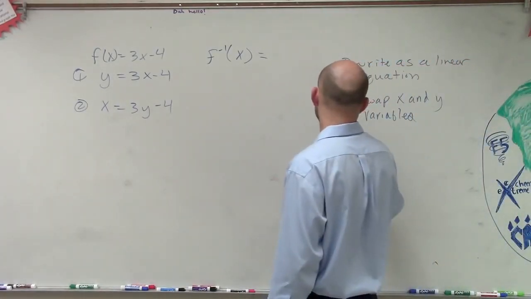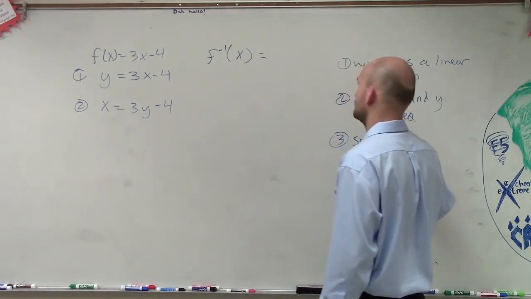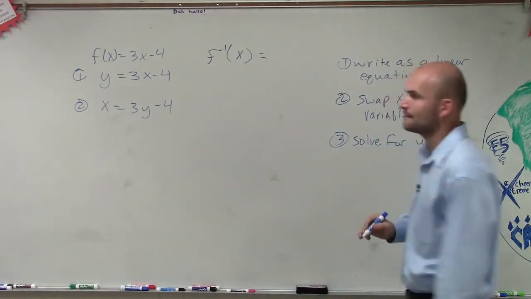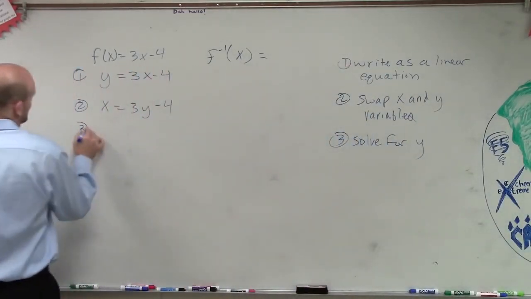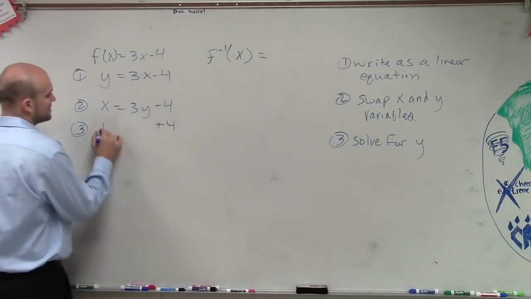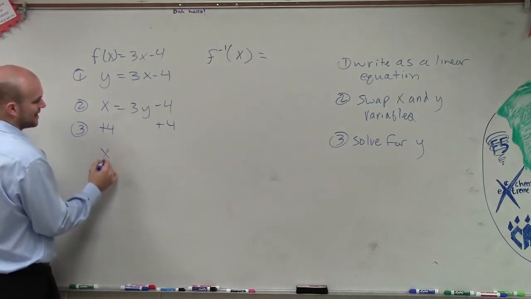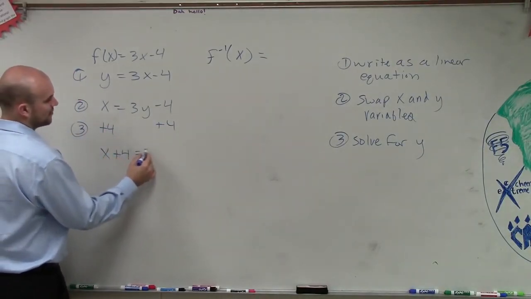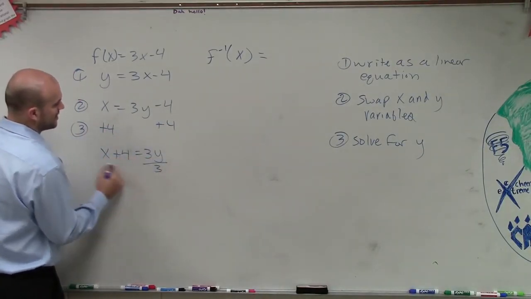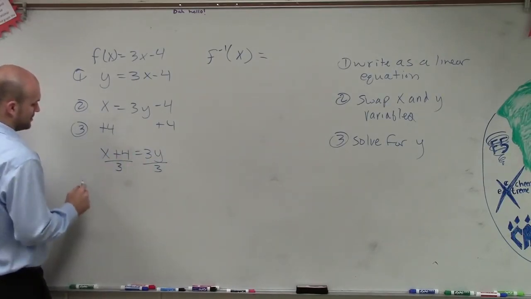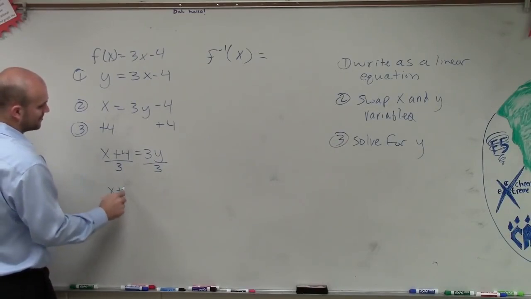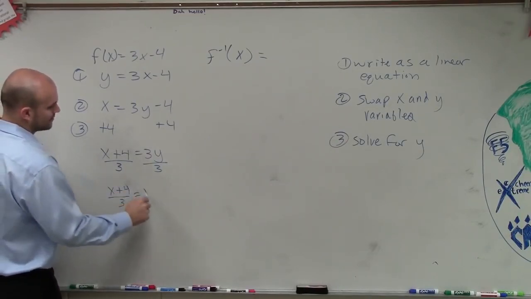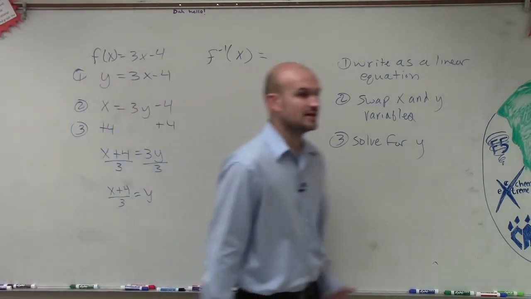Step number 3, solve for y. So now what we do, solve for y. So you add 4 to both sides. And remember, this is a literal equation, so you're not going to be able to get a value. So it'd be x plus 4 equals 3y. Then divide by 3. So therefore, we have (x plus 4) divided by 3 equals y. So I've done now step number 3.